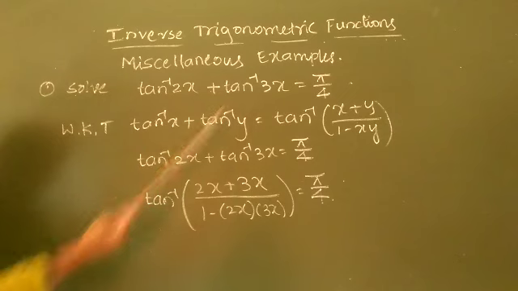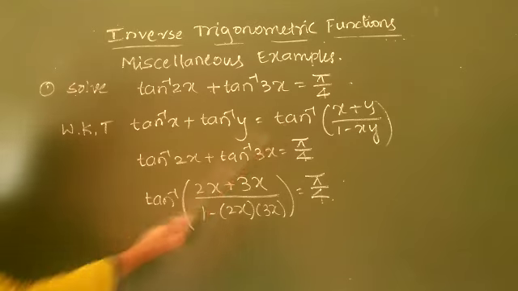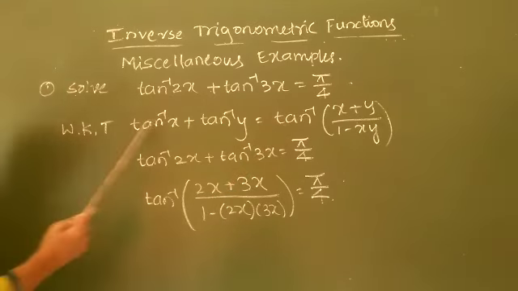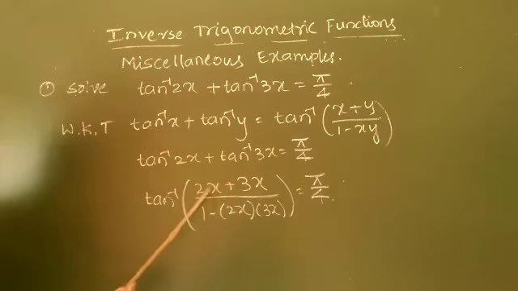Next, consider the given problem: tan inverse 2x plus tan inverse 3x is equal to pi by 4. The LHS part is in the form of tan inverse x plus tan inverse y, means tan inverse of (x plus y), where x value is 2x and y value is 3x, divided by 1 minus 2x into 3x, equal to pi by 4 as it is.